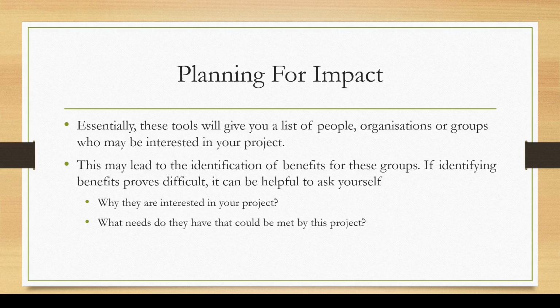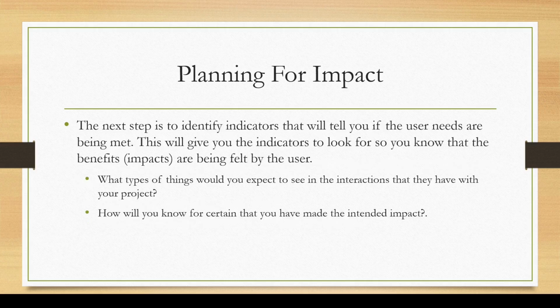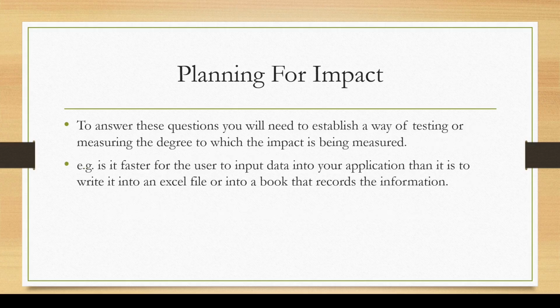So once you've worked out who the people are, what they need and what they want, you can move on to identify ways that you can measure whether or not you have achieved the impact. So this is done by answering questions like, what type of things would you expect to see in the interactions they have with your project? How do you know they're using it properly? And how can you be certain that you're having the intended impact? So you do that by measuring. You've got to come up with some way of measuring the impact.